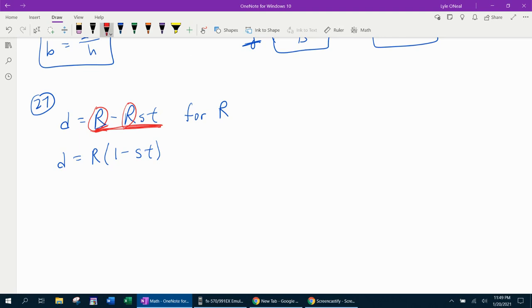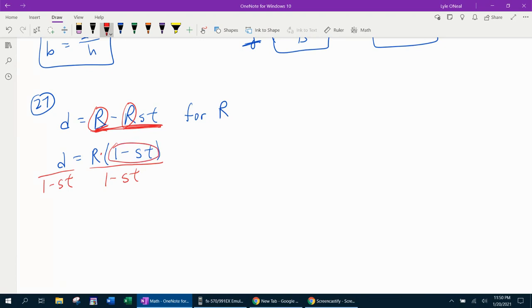Okay, so now that I have the R down to a single instance of R, now we can isolate the R. Okay, so look at this. R is being multiplied by everything in the parentheses. And so to get the R by itself, I'm going to have to divide both sides by 1 minus ST. I'm going to divide by everything in the parentheses because that is a factor.